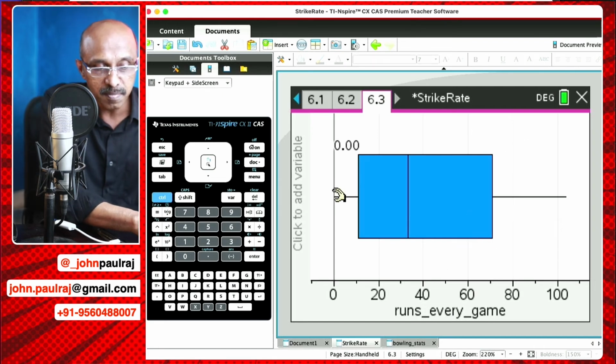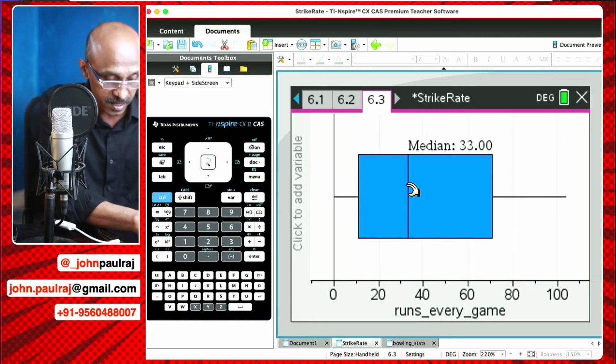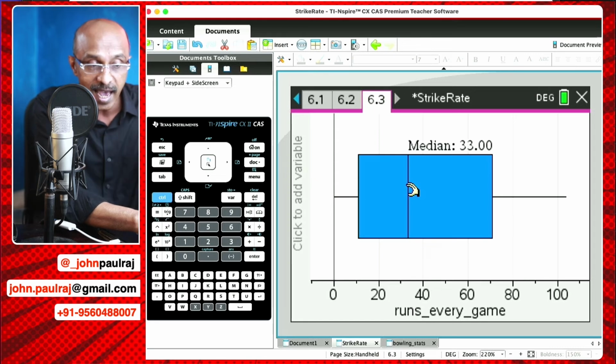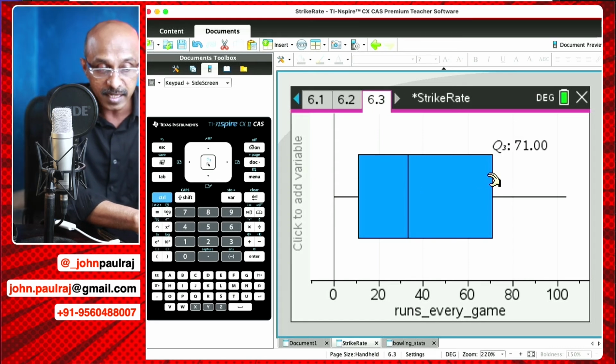Here we go. This is the minimum value, or the lowest score for Mohammad Rizwan. This is the lower quartile, which is 11 in this case. This is the median value, which is 33, and that is clearly less than the arithmetic mean. As you can see, there's a difference, right? 39.11 was the arithmetic mean, and the median is 33. And this is the upper quartile, which is 71, and his highest score is 104.